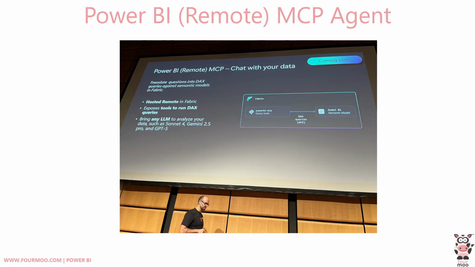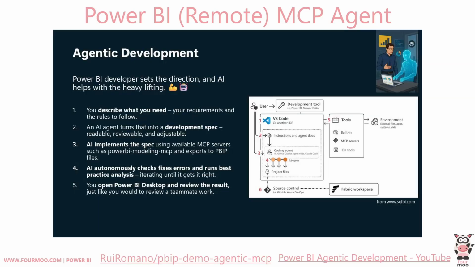Then there is the chat with your data. This is the querying side using the MCP. Again, this is hosted in Fabric. Here you can do things like run DAX queries by using any one of the LLMs. You can just say, I want to find out how many customers I have in the past 6 months, and this will go write the DAX for you and return the result to you. Again, it's great to see that there are more options.